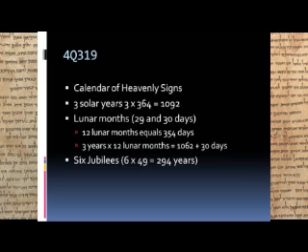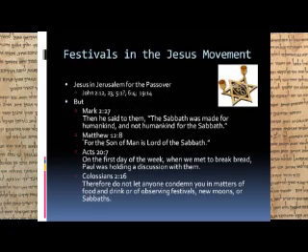4QMMT suggests that the reason, at least for those people represented by that scroll, that they withdrew from Jewish society was over the issue of calendars. Now, in the Jesus movement, we do see that festivals and observing them are important. Jesus goes to Jerusalem for the Passover multiple times in the Gospel of John.